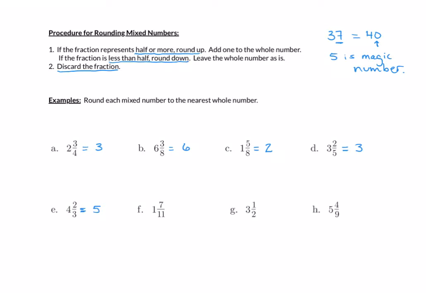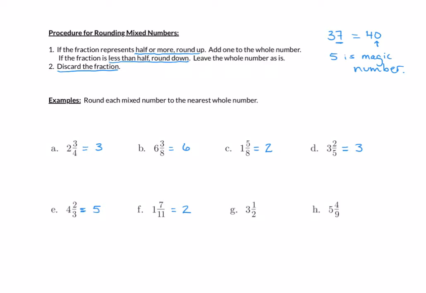Okay, what about 1 7/11? If I have 7 pieces of candy, my friend is going to have 4. I have more than they do. So I'm going to round up. This is going to become a 2. We're going to add 1 onto 1, and we drop the fraction.